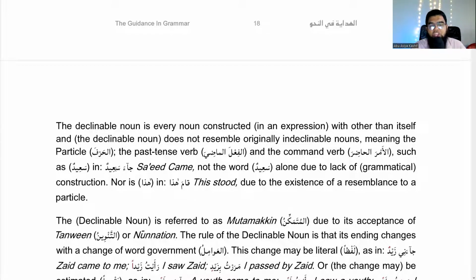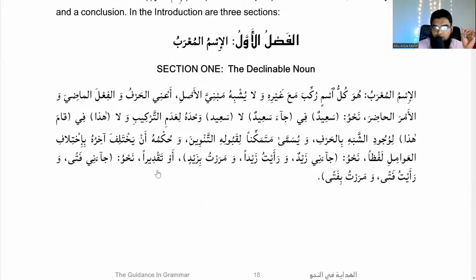Such as جاء سعيد. So when there's a sentence in جاء سعيد and سعيد is فاعل مرفوع وعلامة رفعه ضمة ظاهرة, you can see this ضمة, right? So جاء سعيد, this is معرب. Not the word سعيد alone due to lack of grammatical construction. تركيب, there should be تركيب.